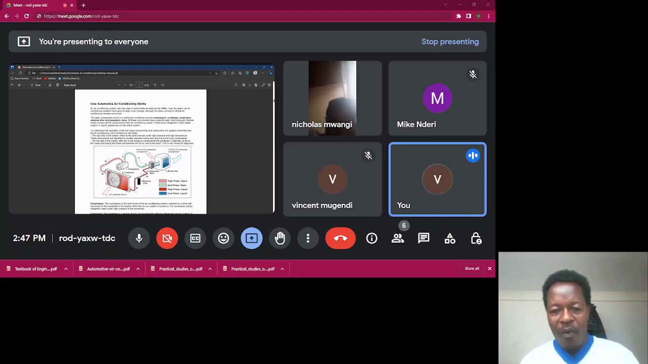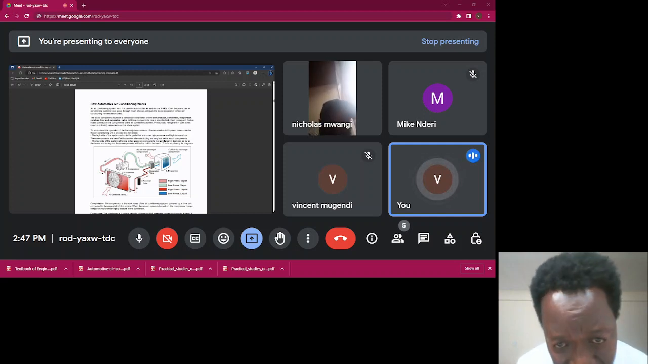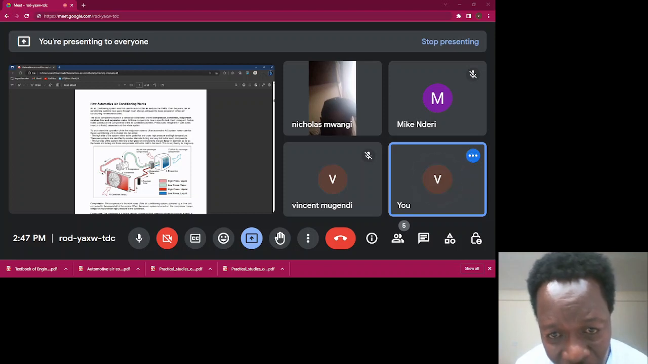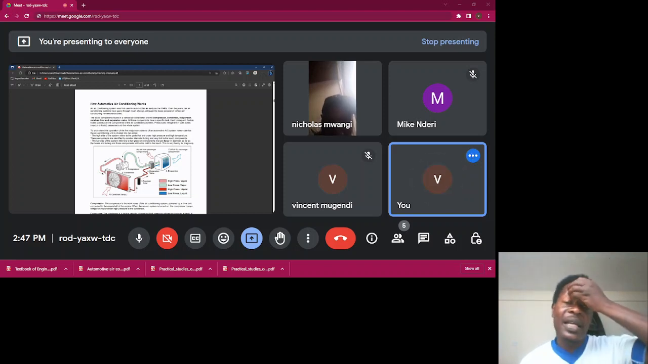Now we go to the evaporator, which is under the dashboard, as I've said, and we have some hot air from the passengers' compartment that is blown by a blower, a fan.